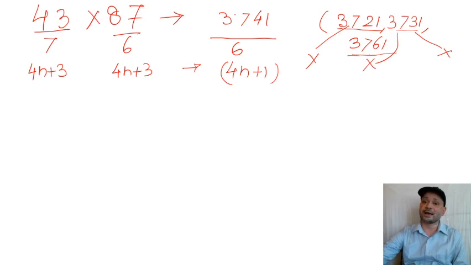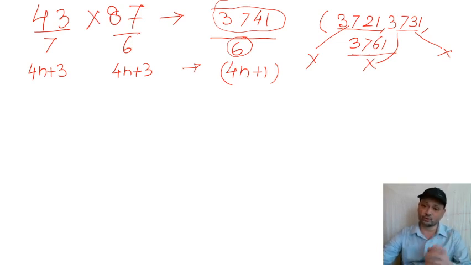Now if you add the digits of this number, it is 3 plus 7, 10, plus 4, 14, plus 1, 15, that is of 6 type. So this way you can very much have the confidence. Once you do one or two multiplications, you will be able to understand what will be the correct answer.